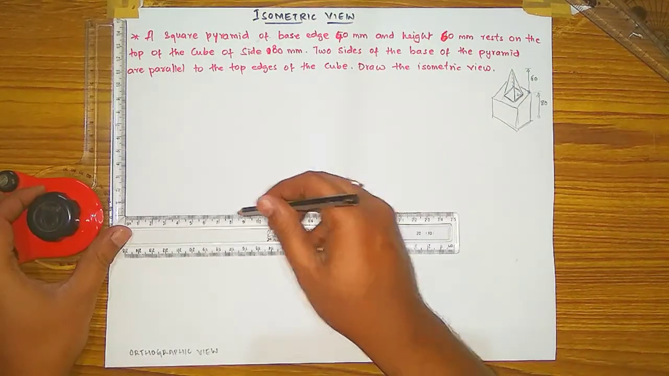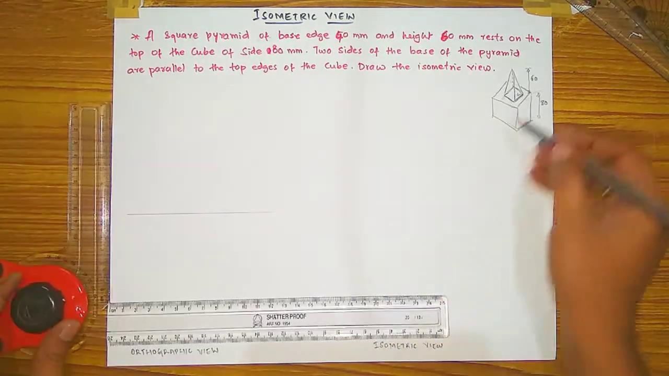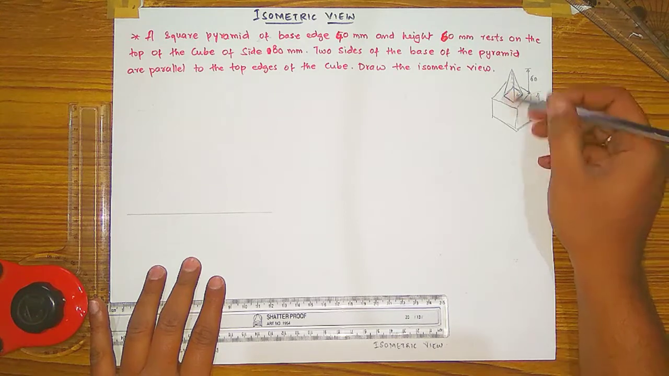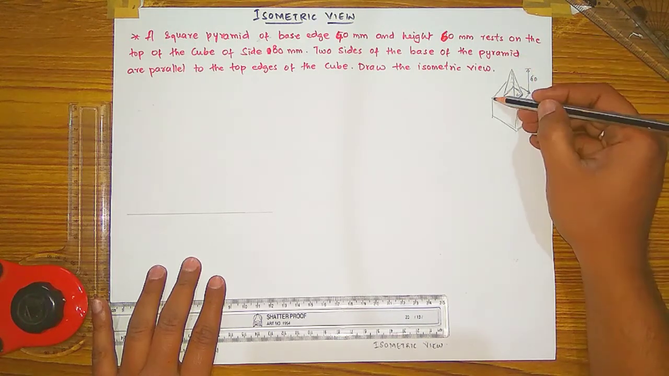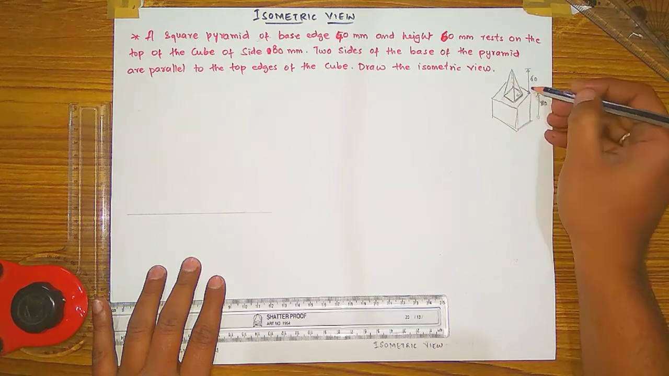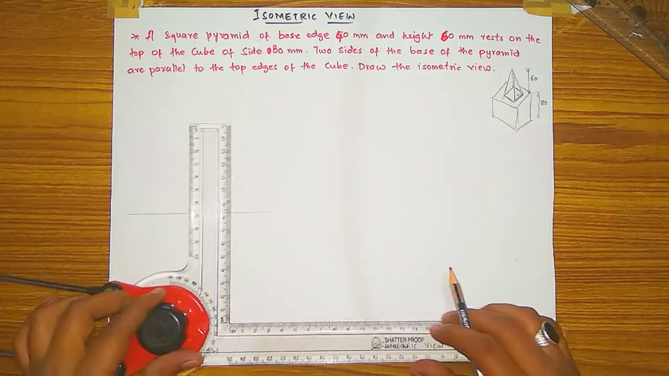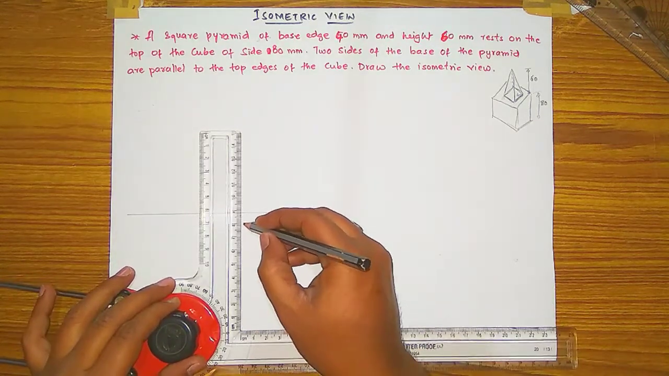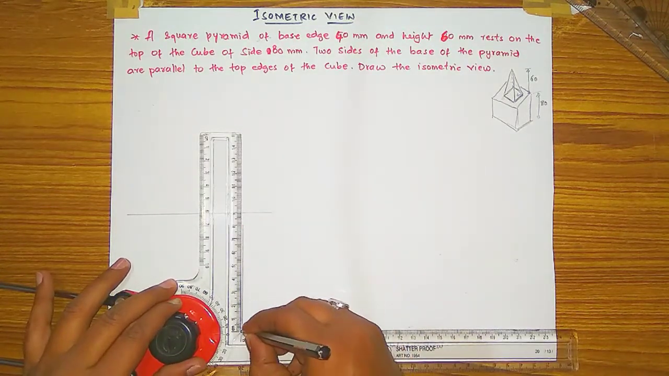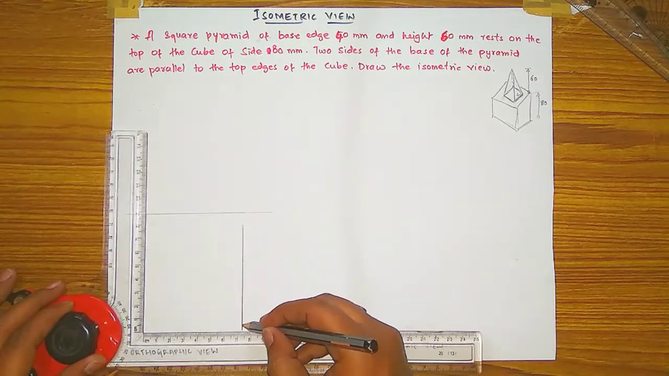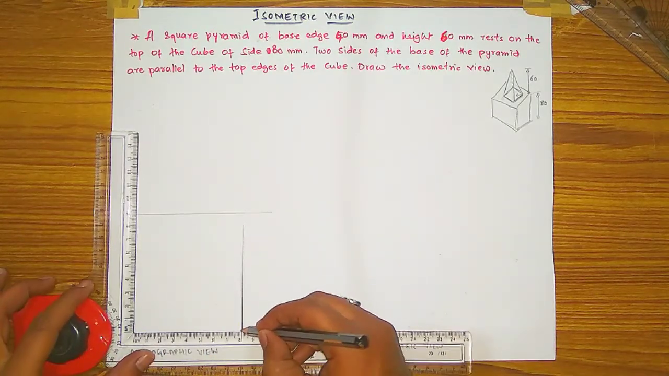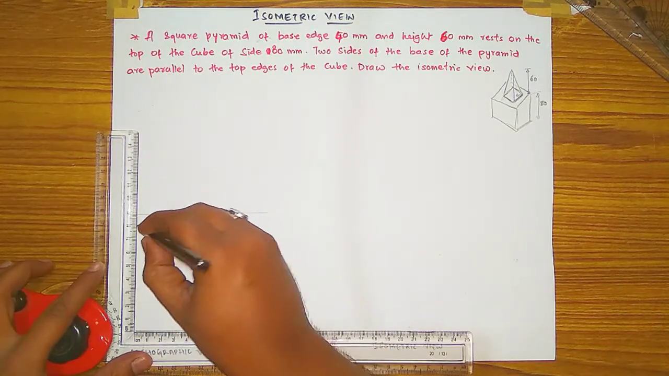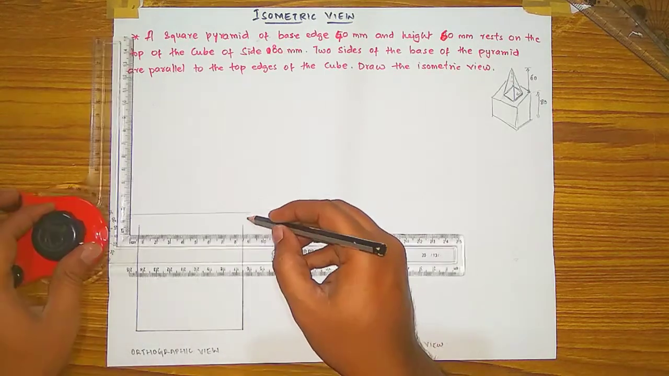First you have to draw an XY line or a reference line like this, and first you have to draw the top view. So you have to see this figure from the top. From the top, this 80 mm by 80 mm cube square is visible. So you have to draw that cube square of 80 mm. So to draw that, I will show you how to draw 80 mm, because its dimension is 80 mm. So you have to draw a square of 80 mm like this.